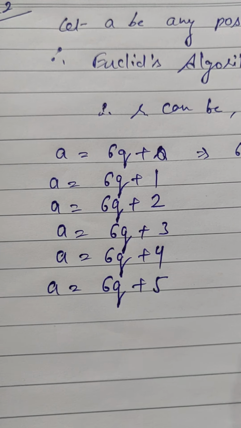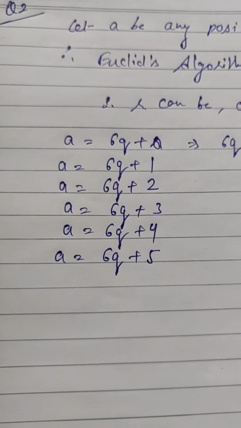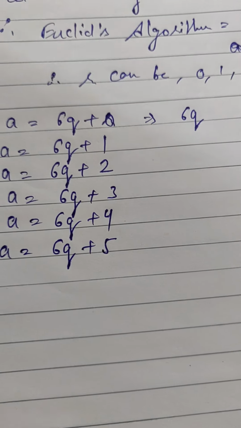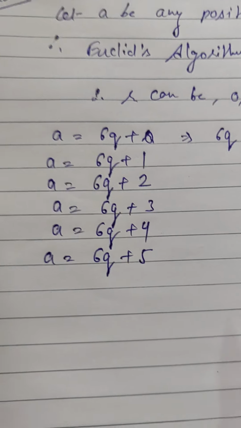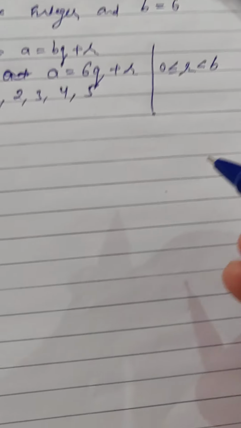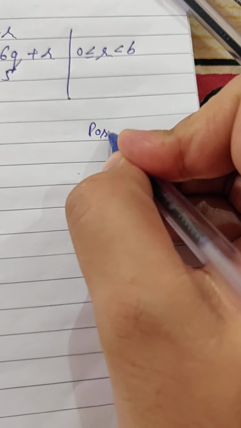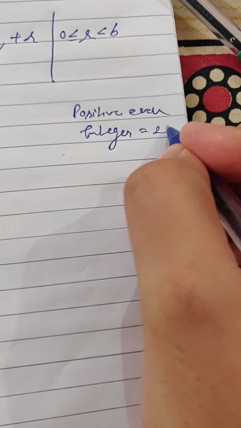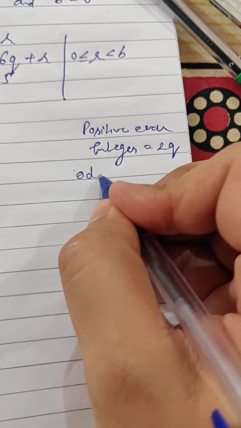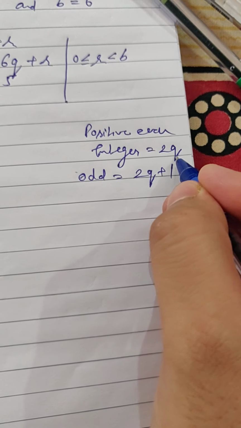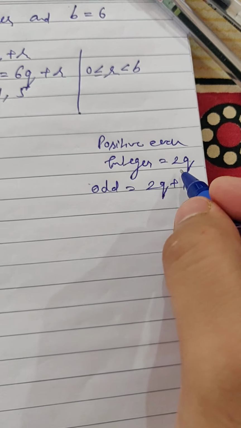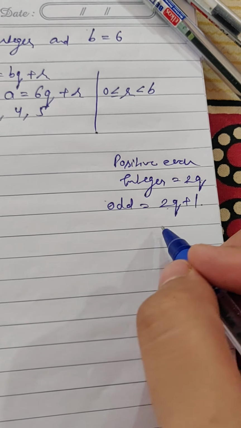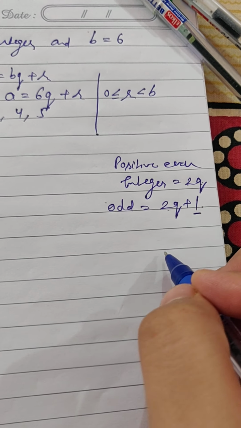Now we are to prove that it is an odd integer which can be represented in the form of 6q + 1, 6q + 3 and 6q + 5. Now for that we know that a positive even integer is of form 2q and odd is of form 2q + 1. This q can be either m, n, k, any variable. So it will be either 2m or 2m + 1, 2k or 2k + 1. So if it has the remainder plus 1, it will be an odd.